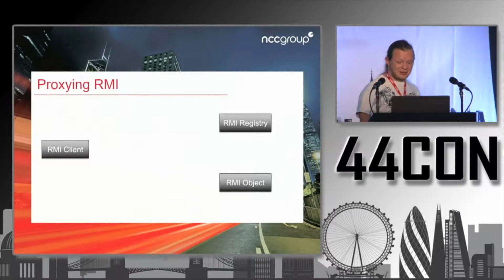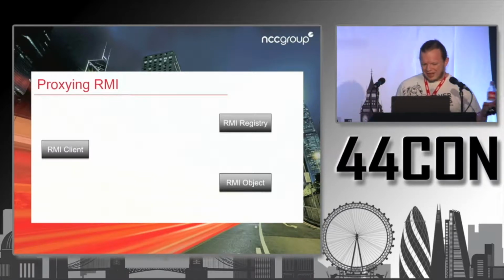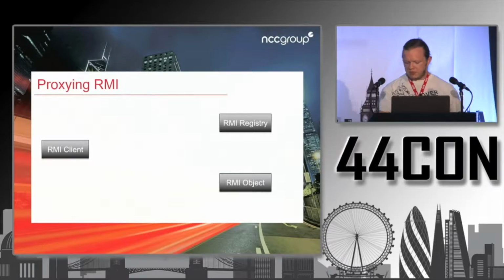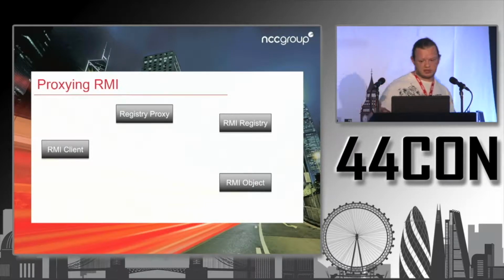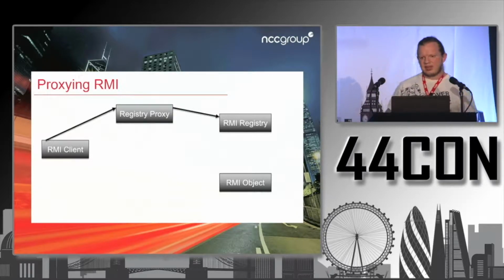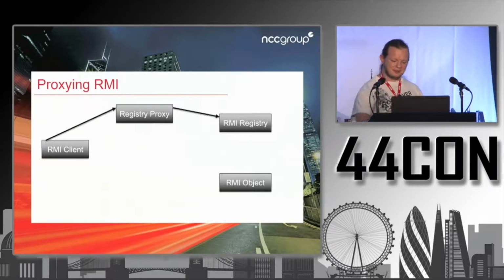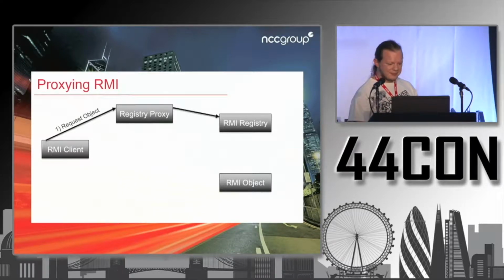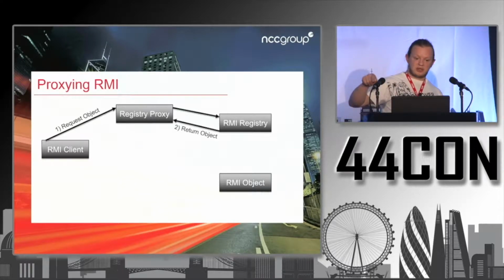I've got a horrible diagram that explains what this code did. We've got an RMI client application on the left, remote RMI registry on the right, and below that, remote RMI object. The first thing is we create a registry proxy, which is configured to directly connect to the RMI registry. We have our RMI client connected to the registry proxy. We then request a remote object through that registry proxy, which forwards the request on directly to the RMI registry, which then returns the object to the proxy.